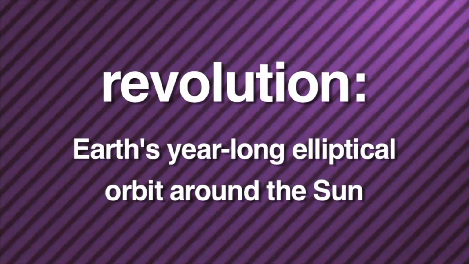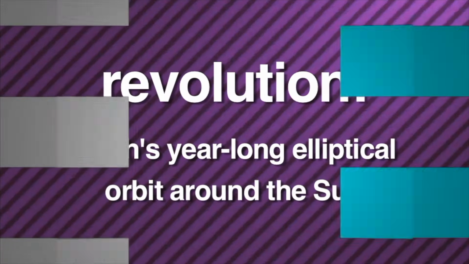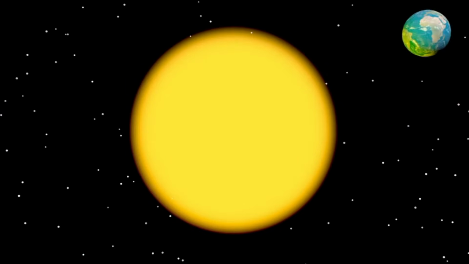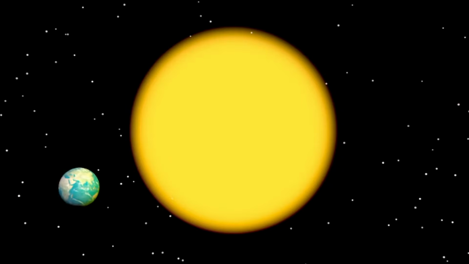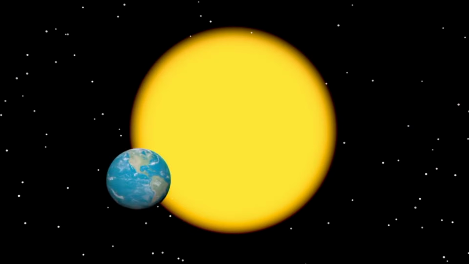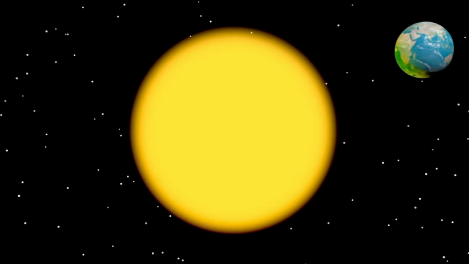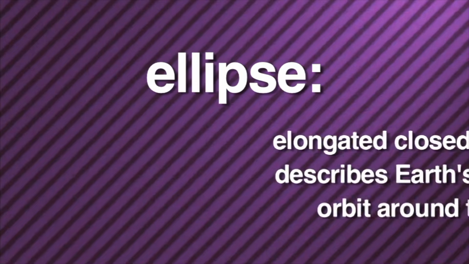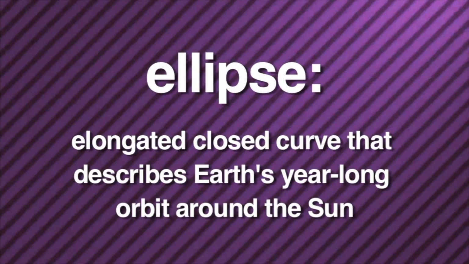Revolution is the Earth's year-long elliptical orbit around the sun. The Earth revolves around the sun in an oval-shaped path. This slightly oval path is referred to as an ellipse. Ellipse is the elongated, closed curve that describes Earth's year-long orbit around the sun.